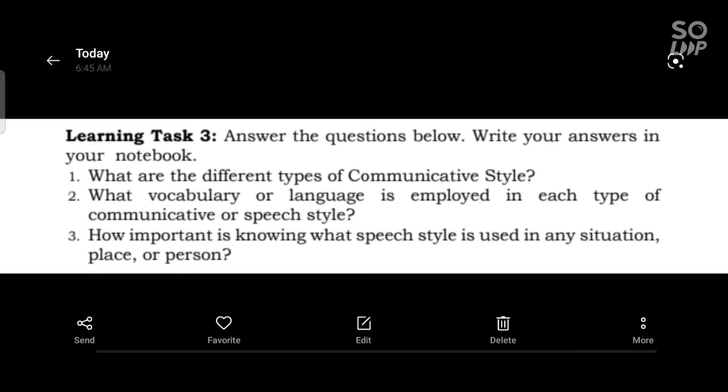And for number 3, how important is knowing what speech style is used in any situation, place, or person? So, bakit daw po mahalaga na iba-iba yung level of communicative style? Dapat ba pareho ang communicative style na gagamitin mo when you are talking to your friend and when you are talking to a principal or a doctor? Dapat ba pare-pareho yung level of formality? So, write your answer on your answer sheets.